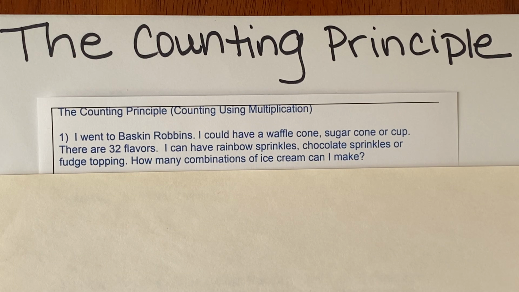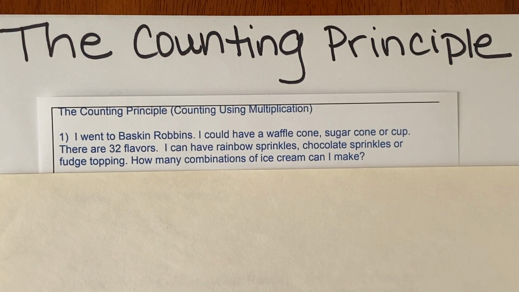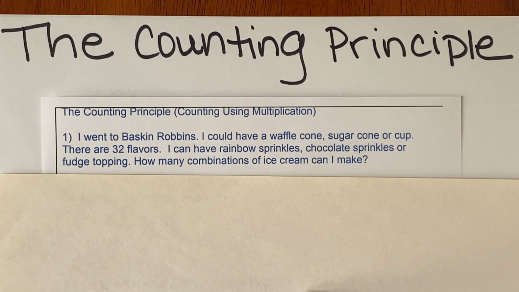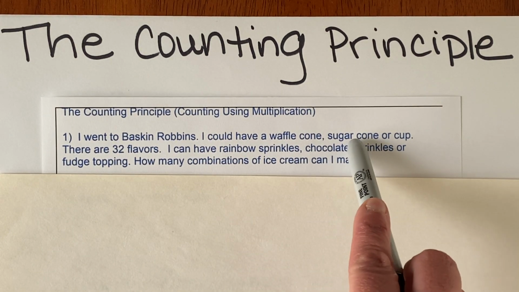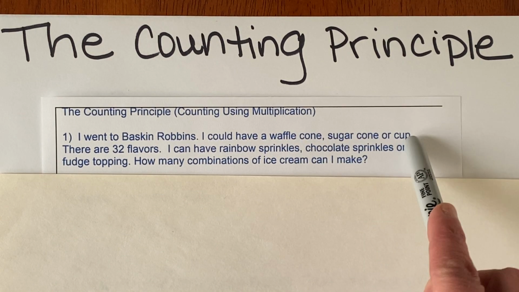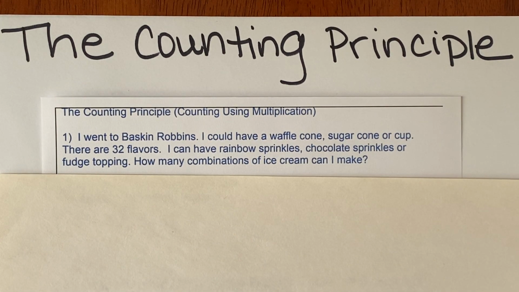Imagine I asked you to make a tree diagram with this. You would start out with a waffle cone, a sugar cone, or a cup, and then off of each one, you'd have to write 32 trees off of that for each flavor. Off of the sugar cone, 32, off of the cup, 32, and then off of each 32 flavor, you'd have to do rainbow sprinkles, chocolate sprinkles, or fudge topping. I would never make you do that. That's not testing if you know something, that's just making you waste paper. So we're going to use the shortcut way here.